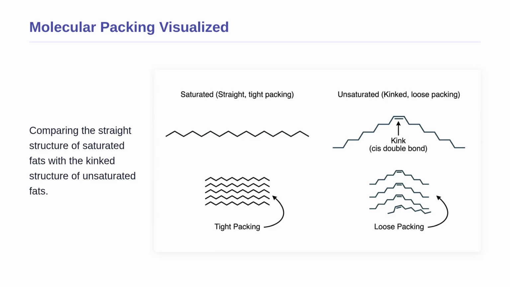Now look at the right side. The unsaturated fatty acid has a distinct sharp bend where the double bond is located, labeled as a kink. Below it, observe how these bent molecules interact. They cannot fit neatly together, resulting in large gaps and loose packing. This diagram perfectly illustrates why butter is solid and olive oil is liquid.